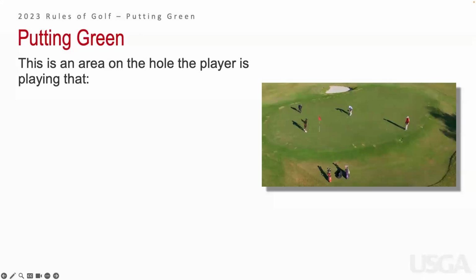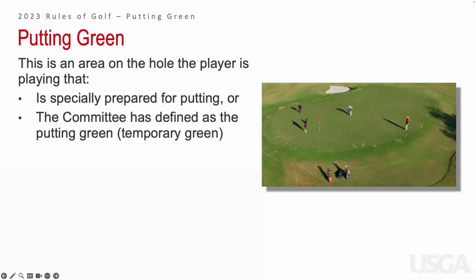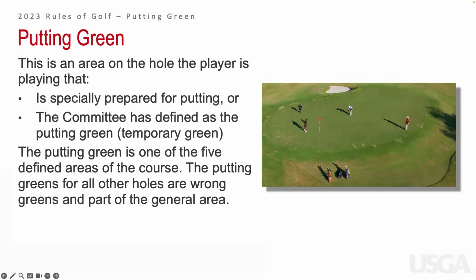So like we said, it's an area on the hole the player is playing. It's specially prepared for putting, or the committee has defined it as a putting green. So maybe in the winter time, there might be a temporary green, so the committee has defined it as such. Again, it's one of the five defined areas of the course. And putting greens for all other holes, so the other 17, or maybe there's a couple of practice putting greens, those are going to be wrong greens, and those are treated as part of the general area.